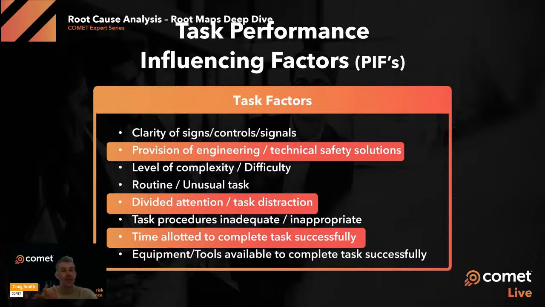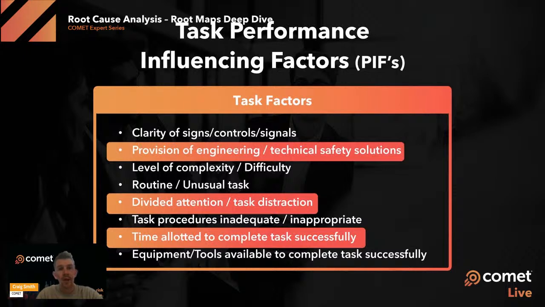These are the influences, or the reasons as to why somebody did what they did or didn't do what they ought to have done, i.e. whatever that human error is. These are the influences that may well have led to that. So you're going to get some answers here, and it's really important that you're able to get the context of these.